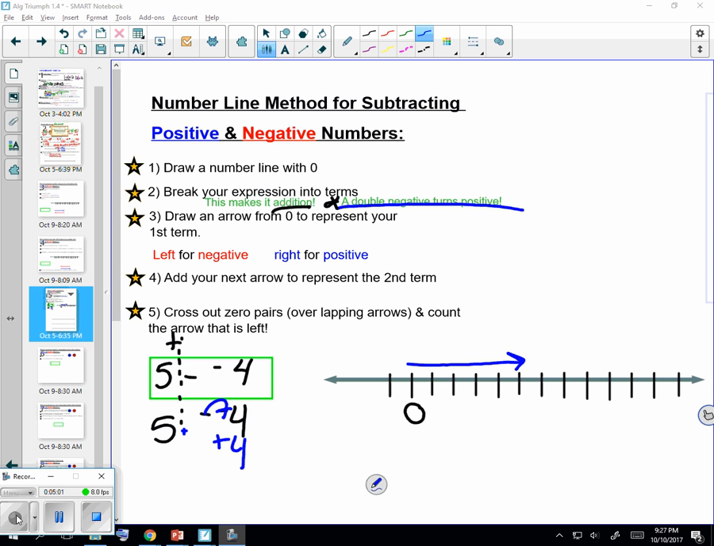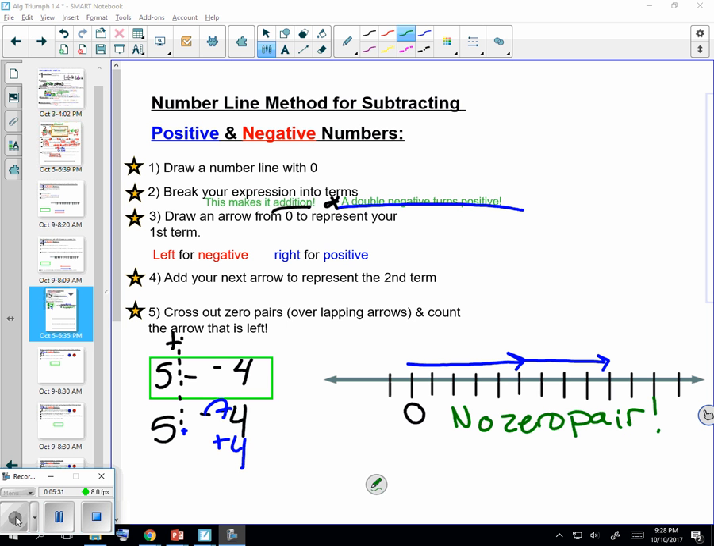So let's have it move back a little bit. Now I can put my positive 4. Because it's positive, I have to continue to the right and go 4 spaces. Now, step 5 is to cross out our 0 pairs. Do we have any positive arrows going to the right and negative arrows going to the left so we can cancel out? The answer is no. So we have no 0 pair.